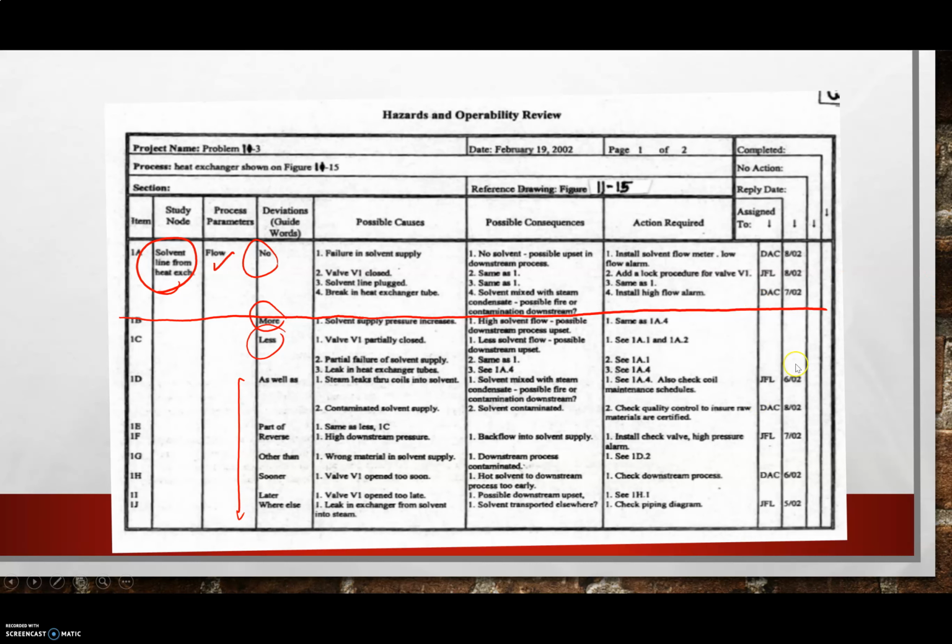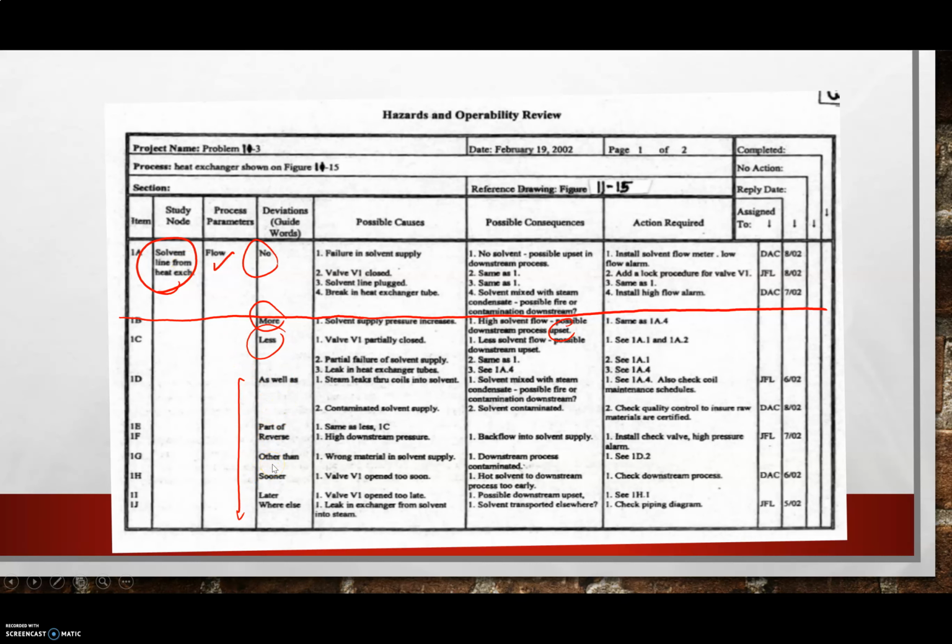So what is the cause of more flow of your solvent? Your solvent supply pressure increases. So what happens? The high solvent flow will make a possible downstream process upset. Downstream process upset means the downstream process, the next process. Then you have your less flow and so on.